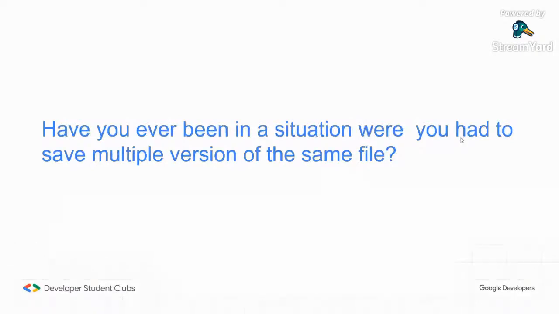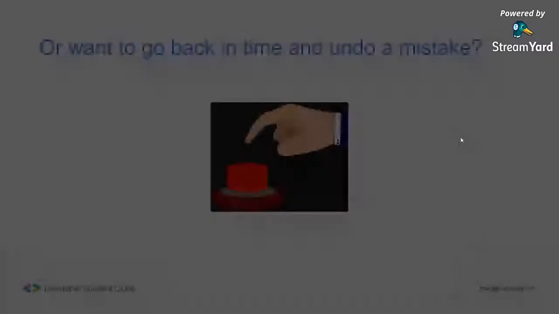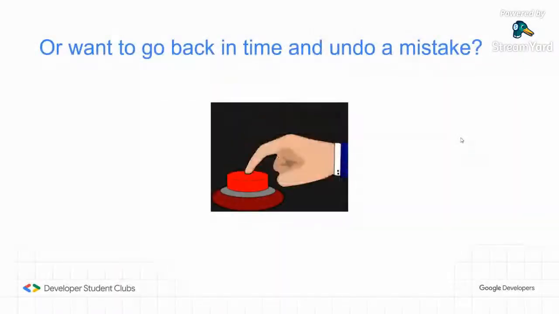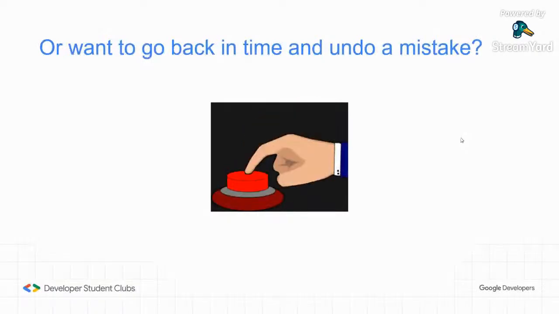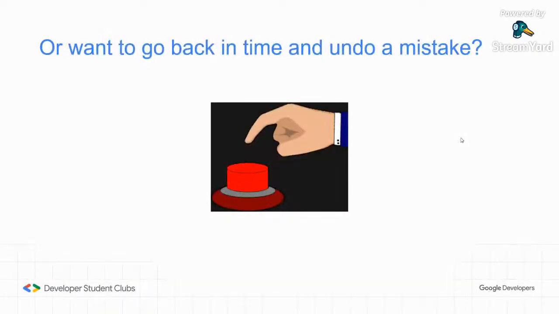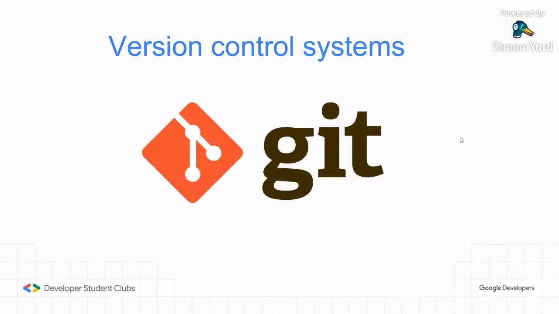Okay, so let's say the next question. Have you faced this situation where you want to go back in time and undo a mistake? You published a code, but it had a bug, and you had to resolve that. Have you faced these situations? Yes, many times. Yeah. So that's where version control systems come into play.